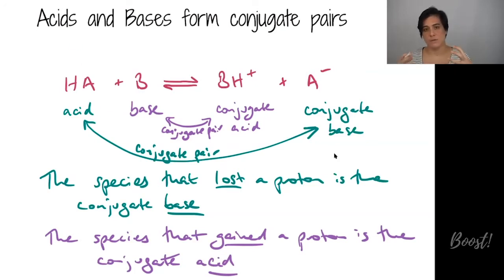So this is all happening in a reversible reaction, which can form an equilibrium, and that's why we can have conjugate acids and conjugate pairs. The species that loses a proton, so normally it's on the right-hand side, is what we call the conjugate base. And the species that gains a proton is what we call the conjugate acid.